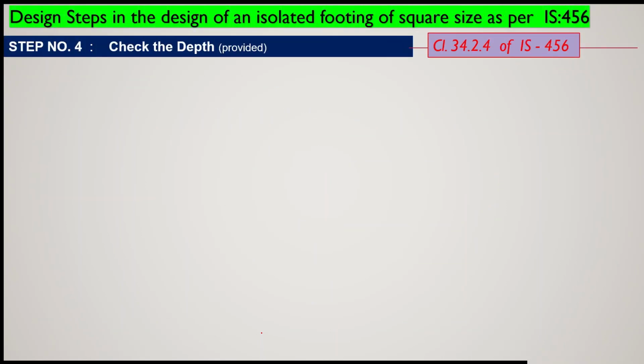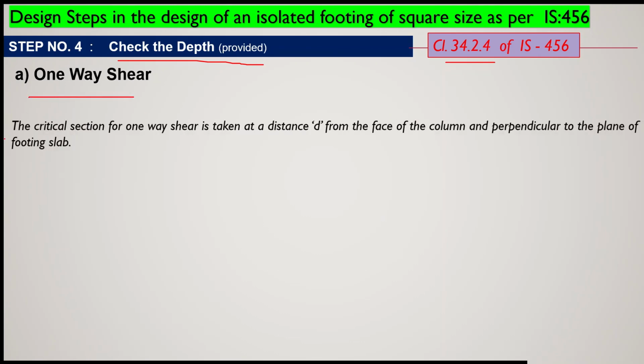Now step number 4, as already we have told that depth we have to check. First of all, we have provided the depth. Now we will be checking it for flexure as well as shear, and the very critical aspect is shear, and we can refer to clause number 34.2.4. Now one-way shear. For one-way shear, the critical section can be taken at a distance d as per the IS 456 from the face of the column and perpendicular to the plane of the footing slab.